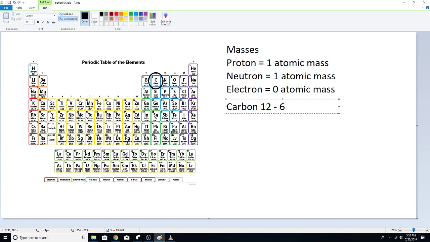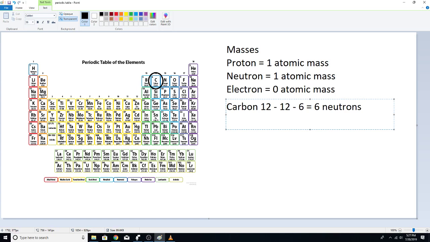So, 6. We know 6 is the number of protons. It doesn't matter about the electrons. We know there'll be about 6 electrons, but electrons don't really have any mass. So if we do 12 minus 6, we find out the number of neutrons, which is 6. So as you can see, there are 6 neutrons.